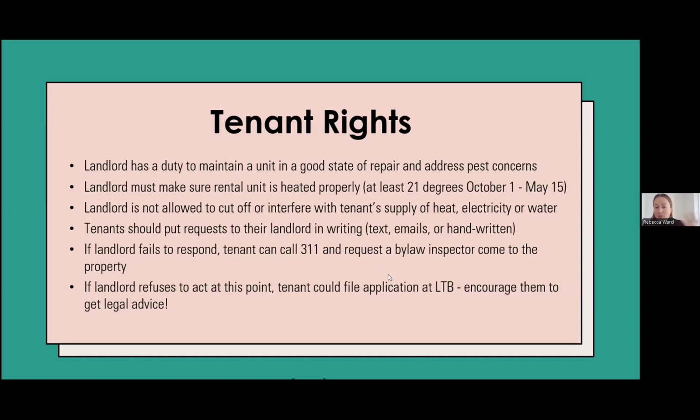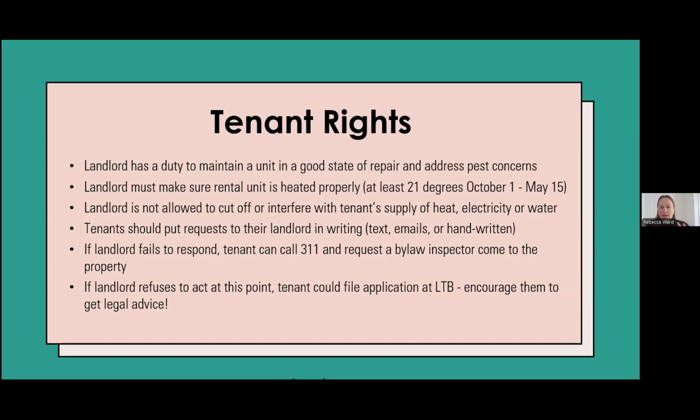Another thing to keep in mind, really topical right now, is making sure rental units are heated properly. In Toronto, a unit has to be heated to at least 21 degrees between October 1st and May 15th. In a similar vein, a landlord is not allowed to interfere with a tenant's vital services, so supply of heat, electricity, or water. They're never allowed to do that. It doesn't matter what time of year.